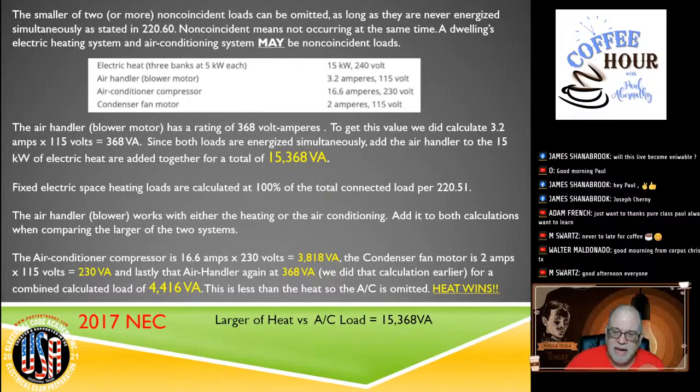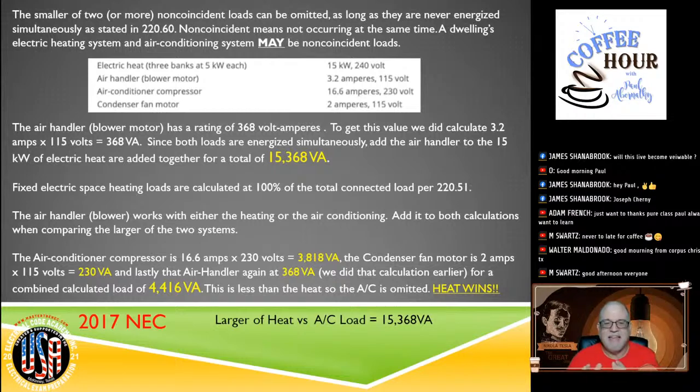That's 3,818 VA, okay? The condenser fan is 2 amps. That's this one, so that's 2 times 115. We did this earlier. That was 230 VA. And then lastly, the air handler again, because again, it will blow that cold air. That is 368. You add all that up, it should be 4,416. Do not trust my math. Break out the old calculator. Blow the dust off of it for all of you guys who don't use it anymore. 3,818 plus 230 plus 368. That is 4,416. That's what I've got. So at least this one's still working.